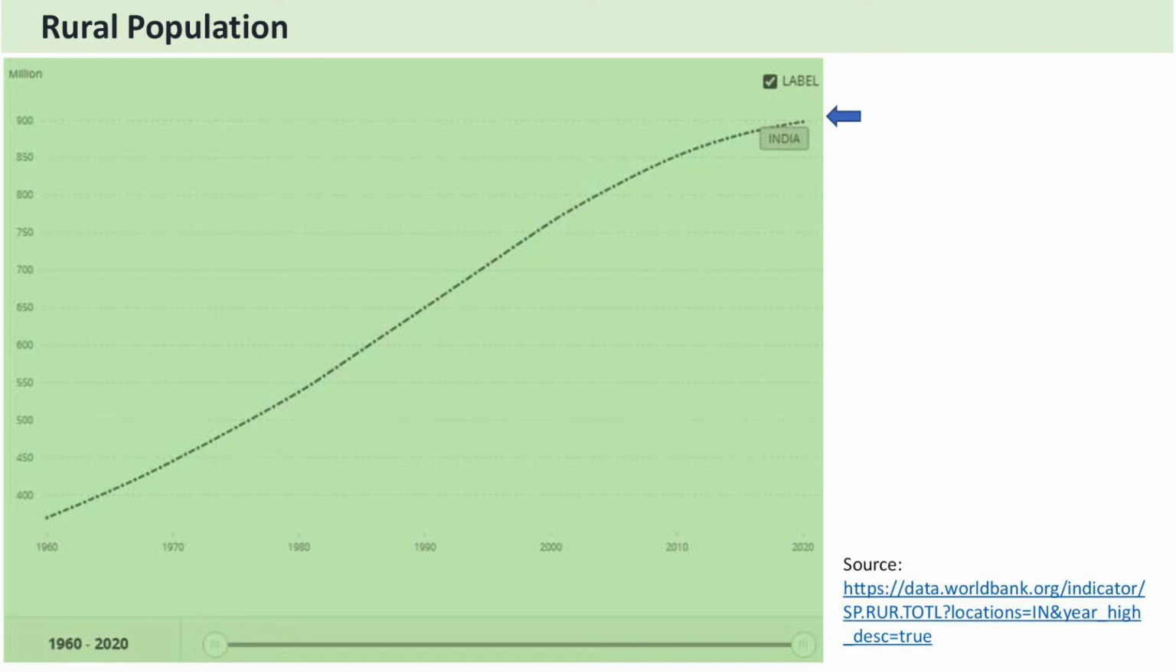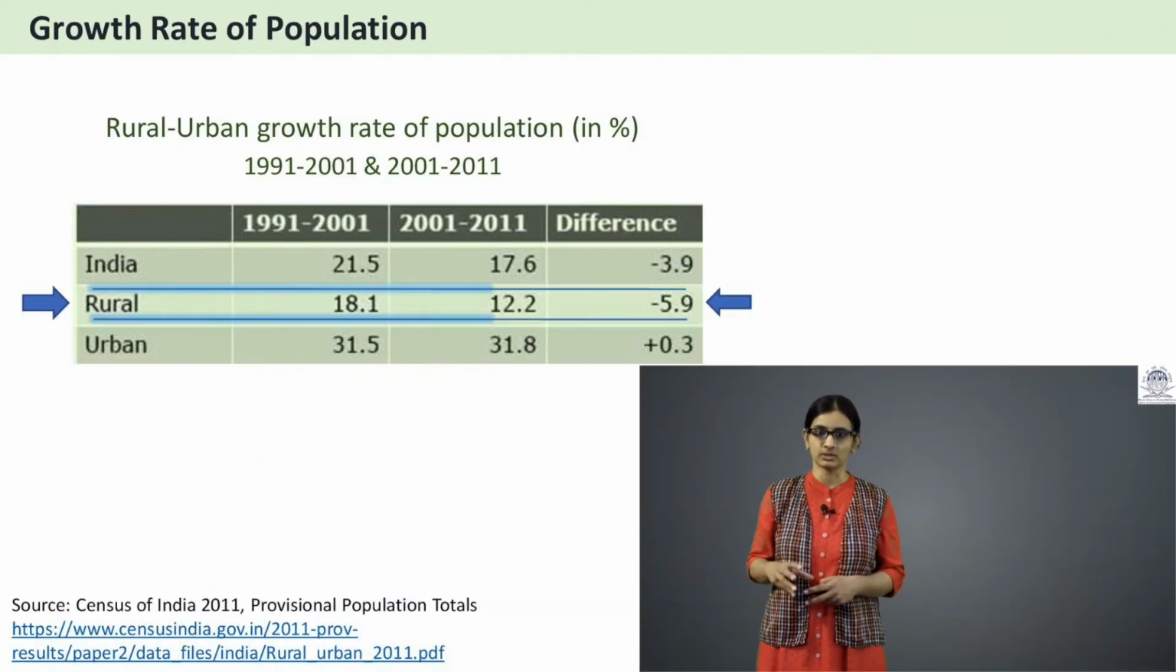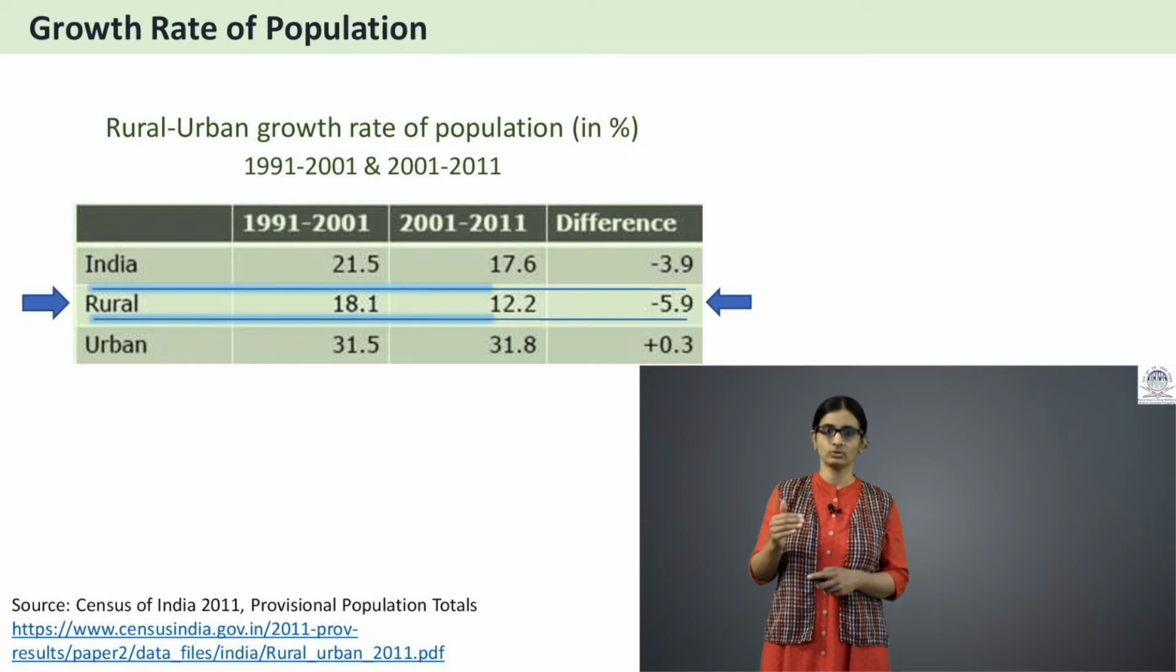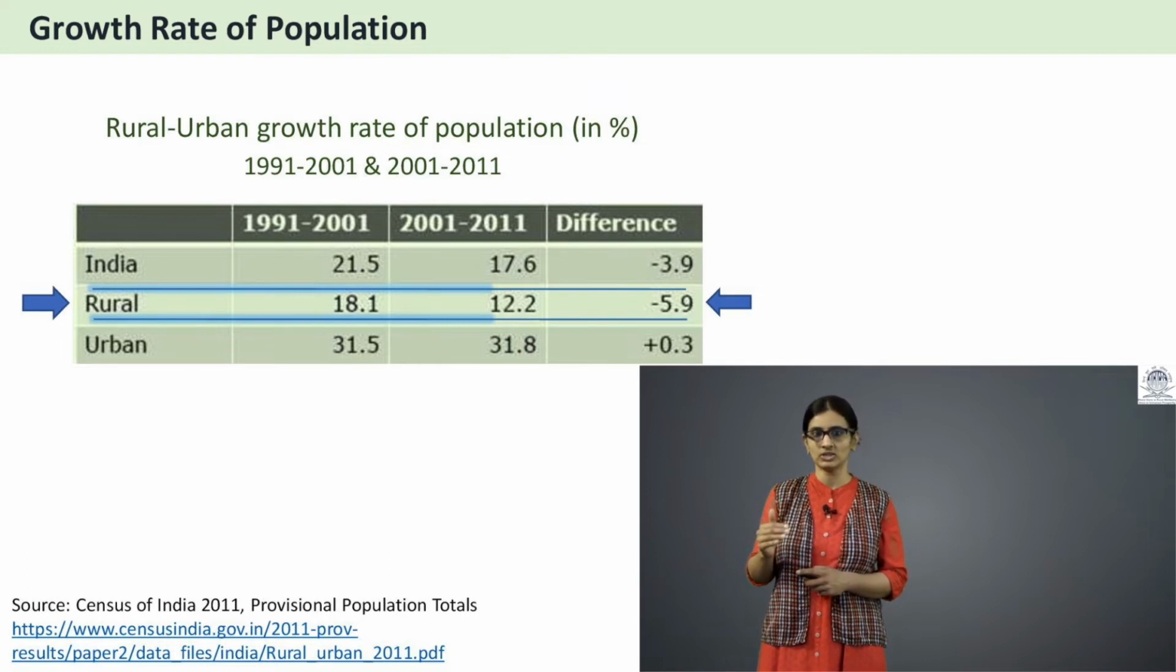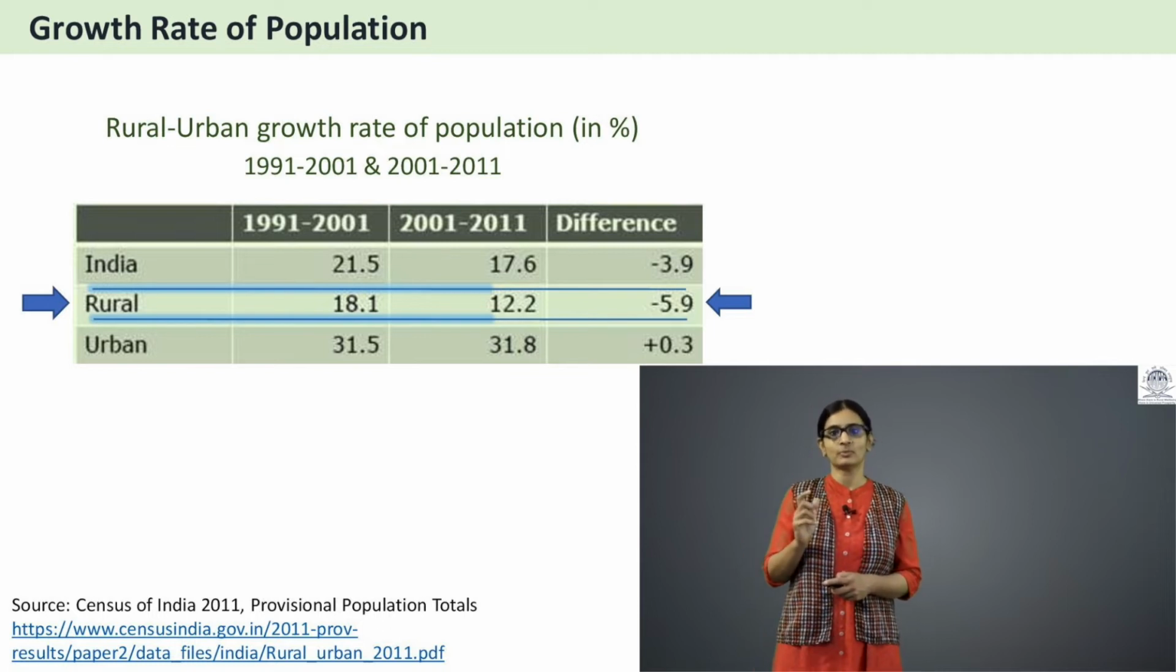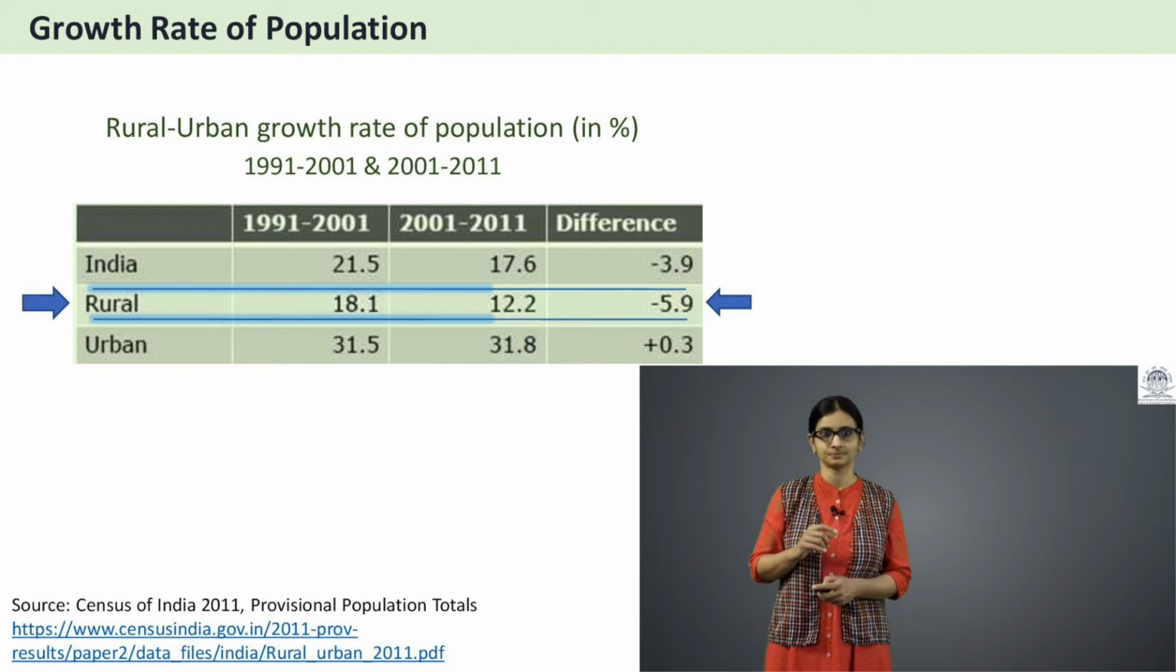It has been there, but not a very steep growth, rather gradual growth. This table corroborates what we just saw in the graph. In rural India from 91 to 2001 and 2001 to 2011, the growth rate of population has seen a decline. So, nearly a decrease of 5.9, close to 6.